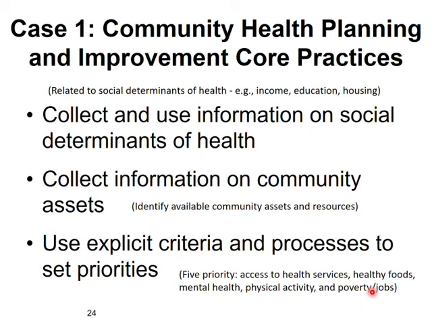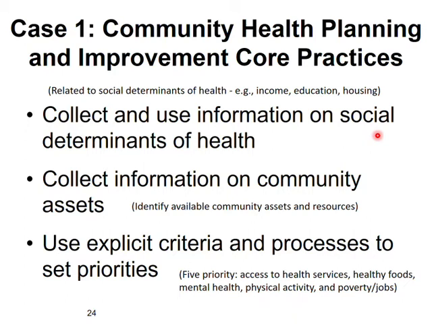And then the next step was to collect and use the information on social determinants of health. So looking at the disparities in the area, they chose certain determinants such as income, education, and housing. So the areas that the local health departments serve, they looked at income levels, the education levels, the housing levels, and wanted to see if there are certain problems that needed to be addressed.